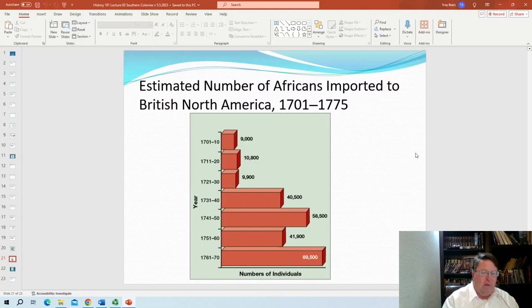This little graph shocks students. Students are usually shocked. Look at the small number. Estimated number of Africans imported to British North America in the 1700s. Look how small it is. Over a decade, 9,000, 10,000, 9,000, so a pretty small number. By the American Revolution, it gets a good chunk, 69,000. And so what does that tell you? That tells you that the African, or by now African American, population in the colonies is growing through natural reproduction. And historians note that African American women are having about the same number of children as their European counterparts, and so the birth rate's high.